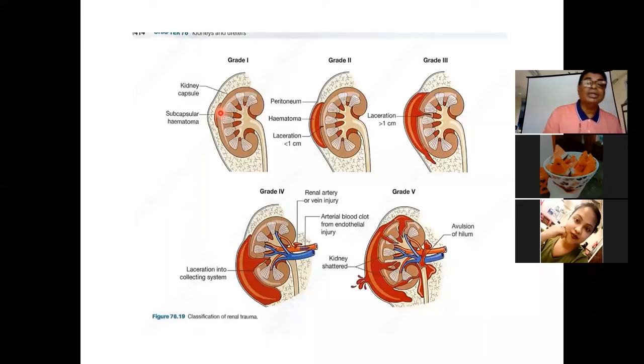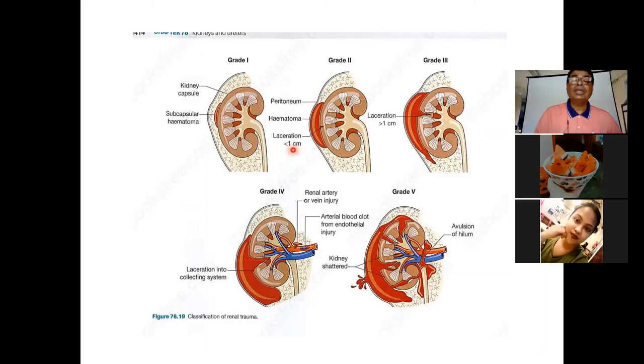Subcapsular hematoma, right? Obviously it is not a clinical diagnosis. You have to take the help of radiology, and they will tell you whether there is laceration or contusion and the degree of the hematoma. So this is subcapsular hematoma. Only contusion is there, no laceration. If you get this sort of injury, it is grade 1.